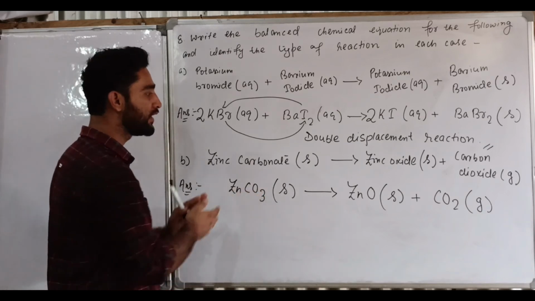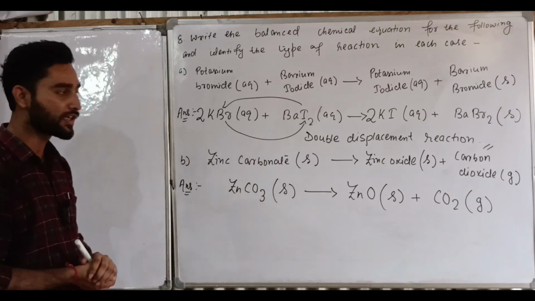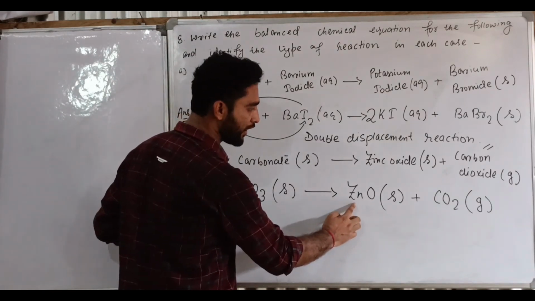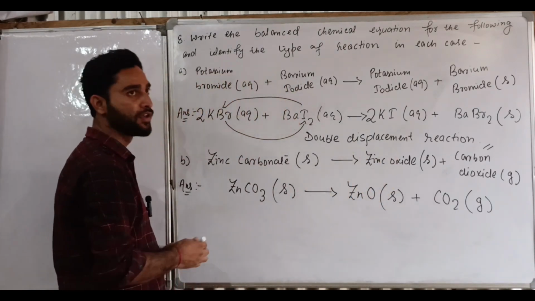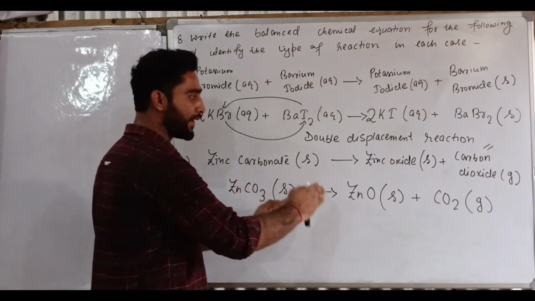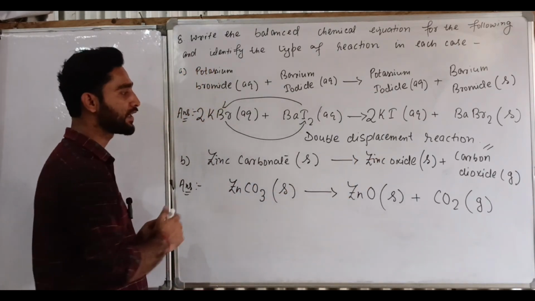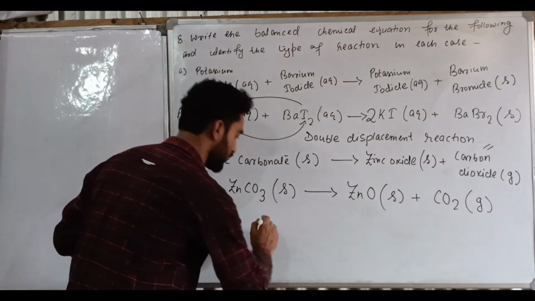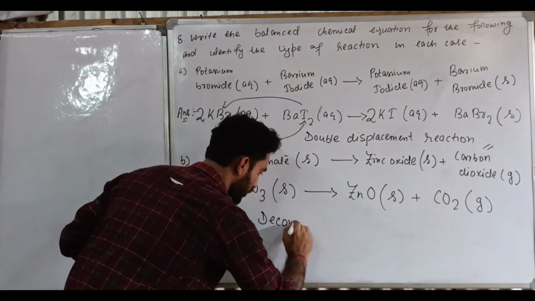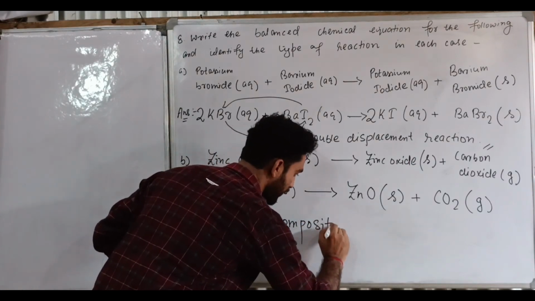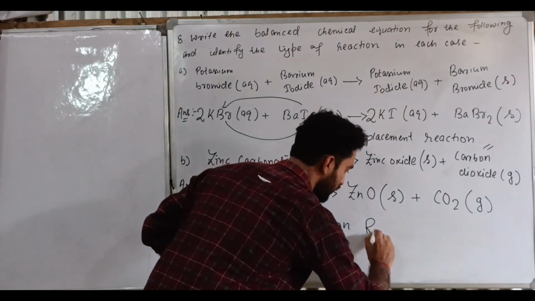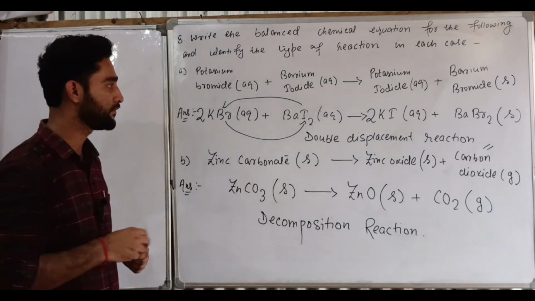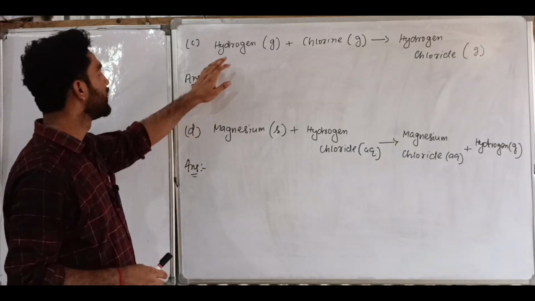Now we have to tell what kind of reaction it is. Clearly, here the reactant is 1. The reactant is broken down into 2 products. If a single reactant breaks into 2 or more products, it is a decomposition reaction. So it is a type of decomposition reaction. Okay, now let's see question number C.